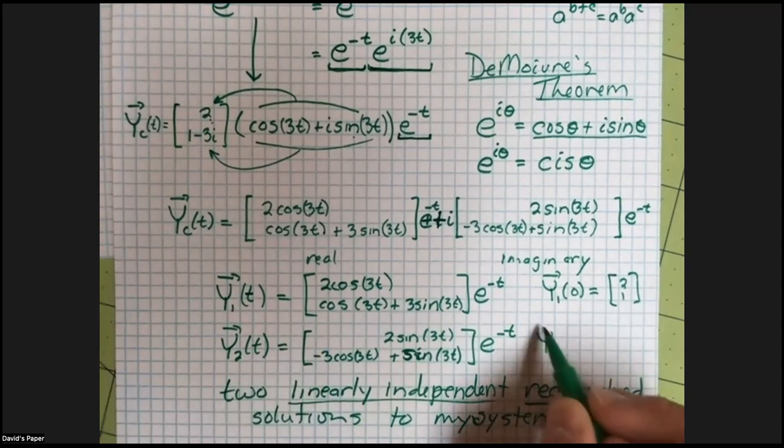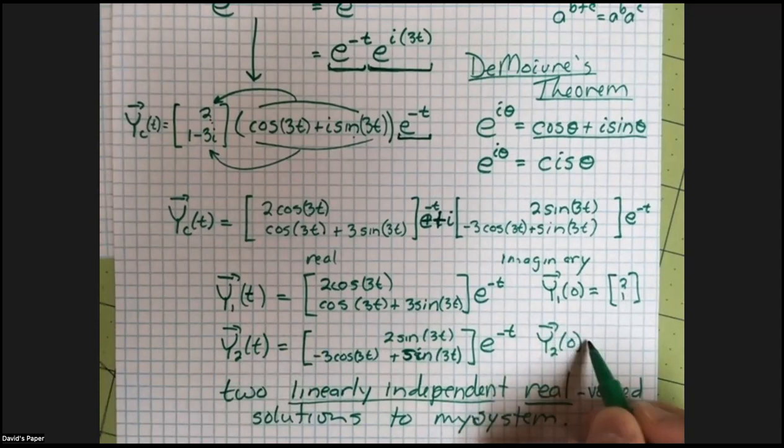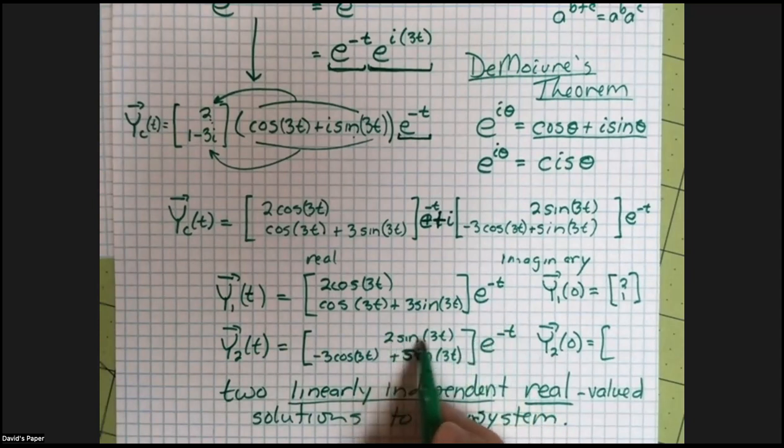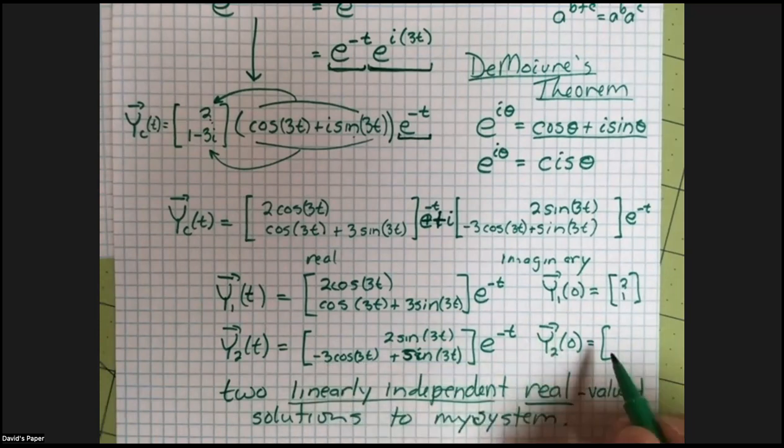What's the initial value of the second one? Again, you put in 0. This gives me a 1. This gives me a 2 sine 0, which is 0. But I get a minus 3 times cosine 0, minus 3 times 1. So what I get here is a 0 and a minus 3.